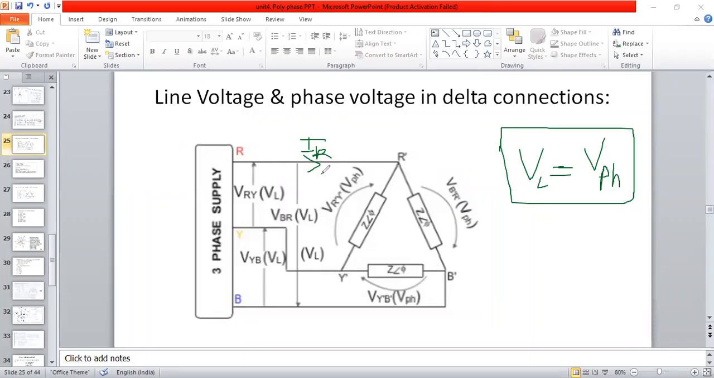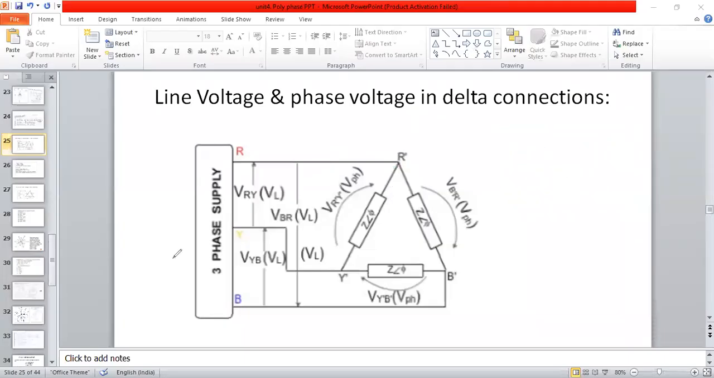So IR, at this point, it will come here and get two paths. Here current will flow, here also current will flow. So for that reason, IR is not equal to IRN and all the things here now. Here the current changes.